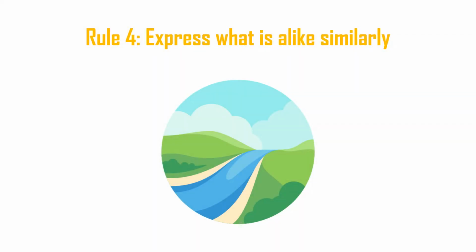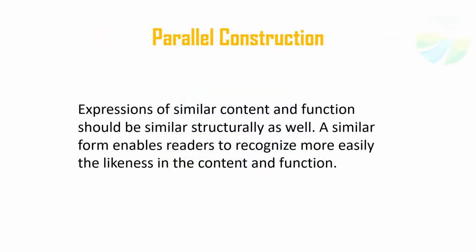We will now turn to the fourth rule. Express what is similar similarly. We mean similarly in terms of the grammatical structures and word forms that are used. Another term for this is parallel structure. This is the fourth rule of harmony. And by harmony, we mean unity, cohesion, and coherence.